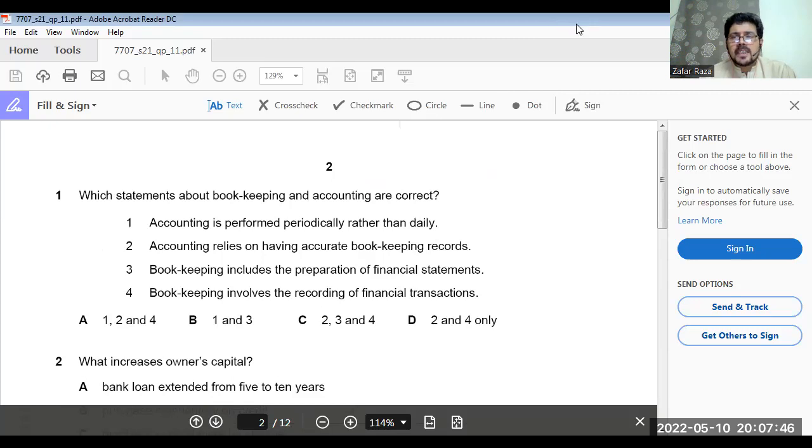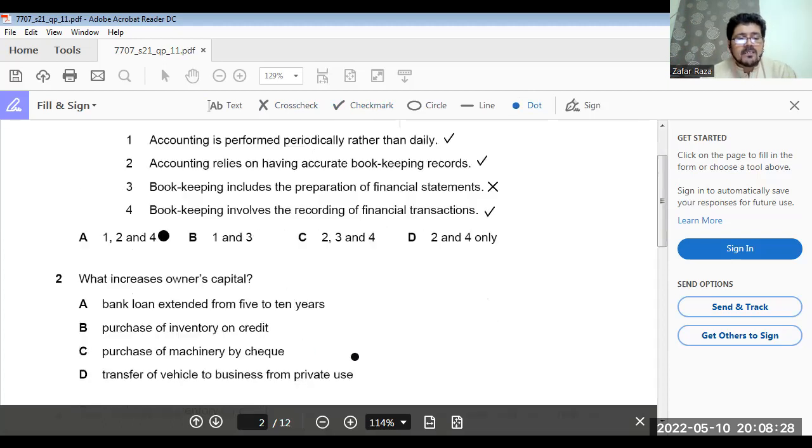Which statements about bookkeeping and accounting are correct? Accounting is performed periodically rather than daily. Yes. Accounting relies on having accurate bookkeeping records. Yes. Bookkeeping includes the preparation of financial statements. No. Bookkeeping involves recording of financial transactions. Yes. So 1, 2, 4. Option A is the answer.